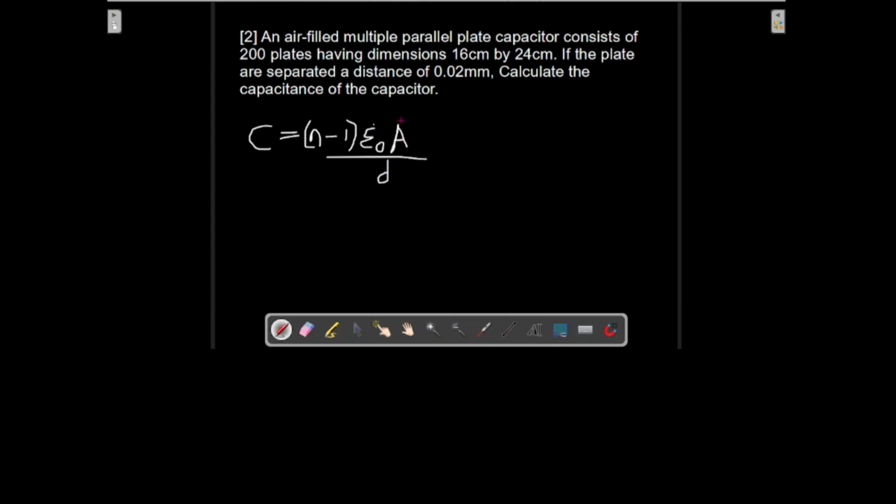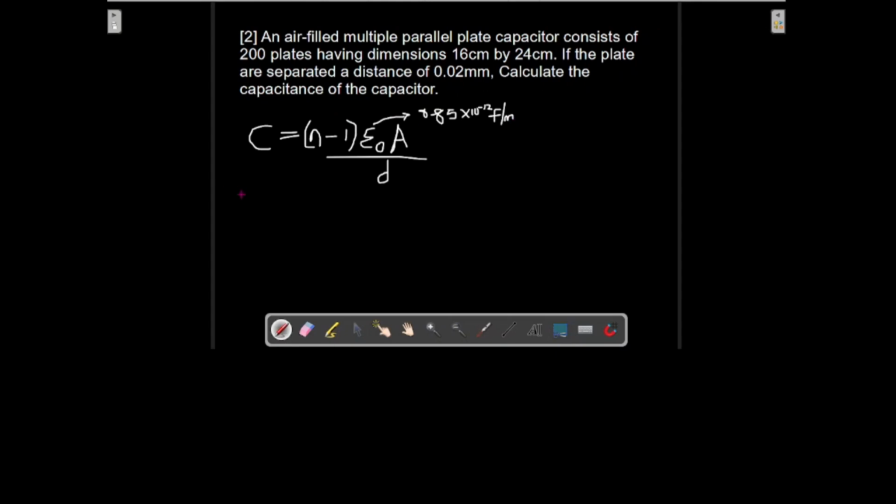Epsilon naught is a constant which I would require you guys to know. Sometimes they are given in the questions, but if it is not given, you should also know it. It is 8.85 times 10 raised to power minus 12, and then the unit is farad per meter. That is the unit of permittivity of free space. So let us continue.